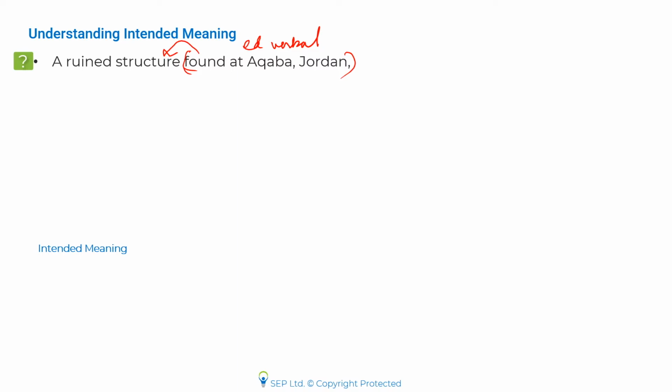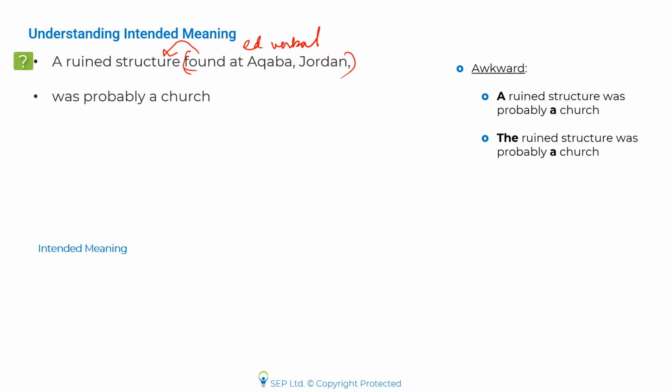Let's see what we are going to say about this ruined structure. A ruined structure was probably a church. Now this is a little awkward here. Why? A ruined structure was a church. Aren't we trying to say that the structure that was ruined, that is the ruined structure, was probably a church? So not quite absolutely grammatically incorrect, so to speak, but the intention clearly seems to point out a specific ruined structure and that it probably could have been a church.